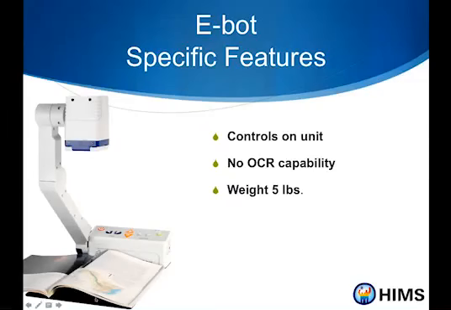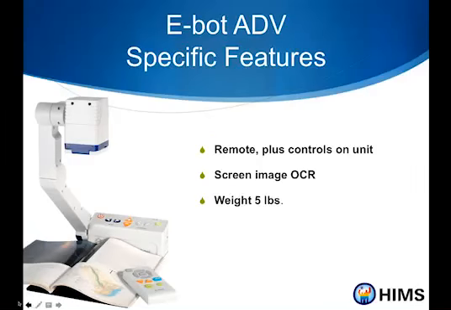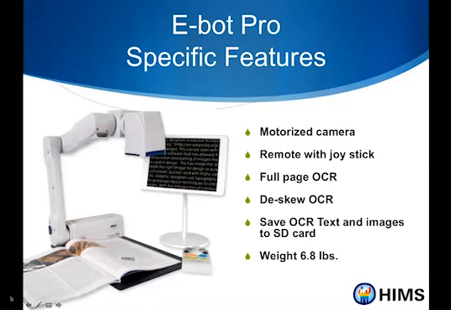When you go up to the next unit, which is the E-bot Advanced, it has a remote control plus the controls on the unit. It has screen image OCR, and screen image means if I'm at 10x, it's only going to see what's on the screen. If I take it down to the lowest level of magnification, it will allow the student to take that picture, which is about 2/3 of an 8.5 by 11 page, and then it will start reading it. And as they're reading that page, they can increase the magnification and they can change the color mode. So this makes it superb for getting more done. And that weighs about 5 pounds also.